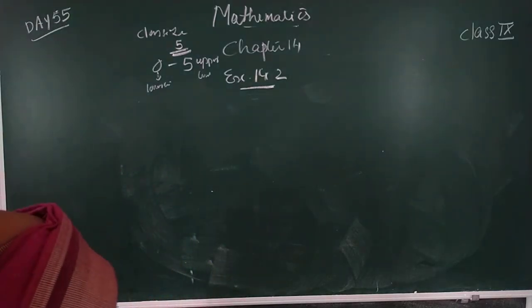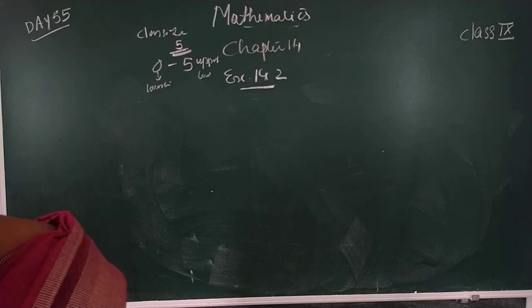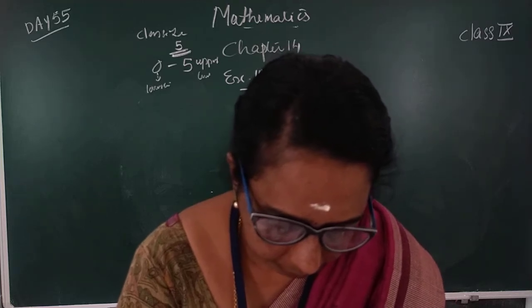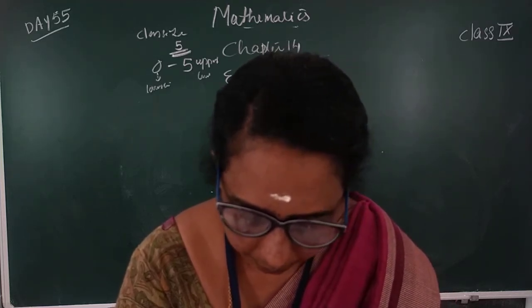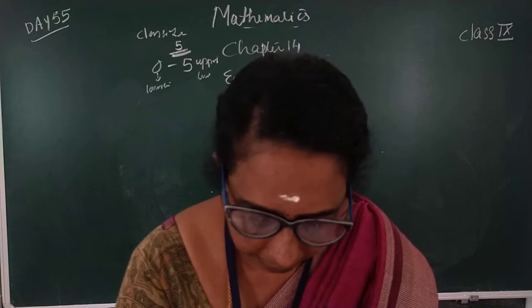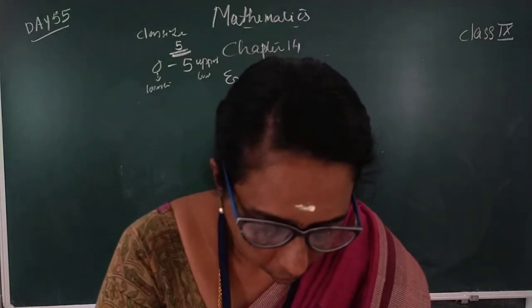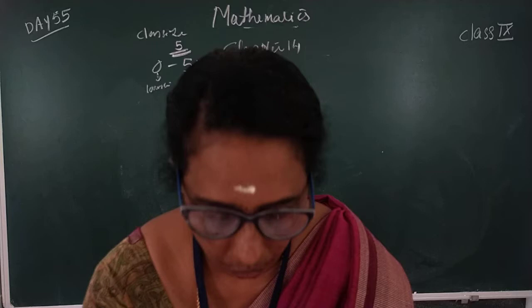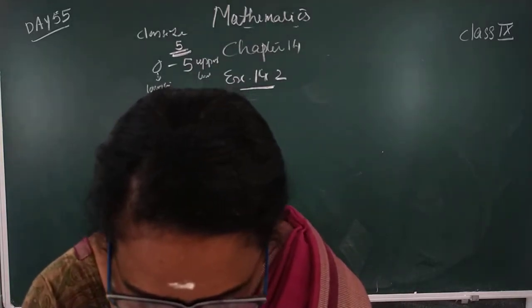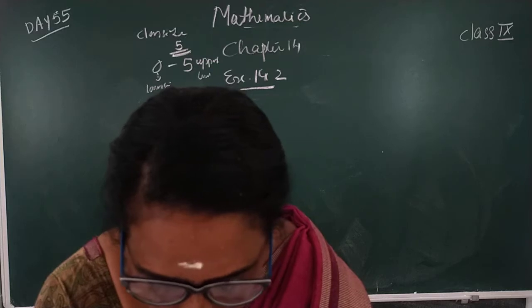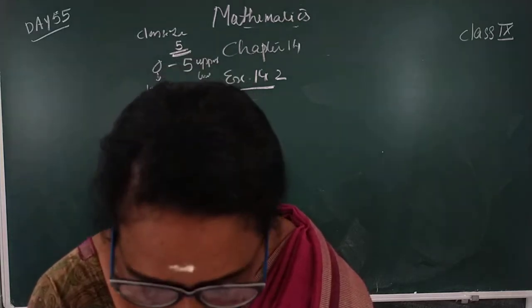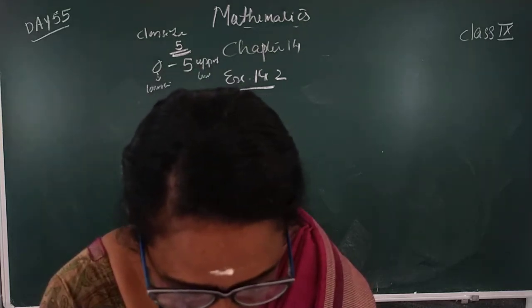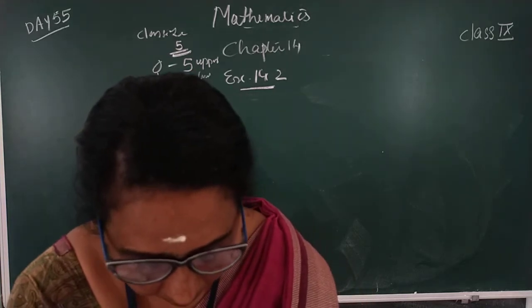A study was conducted to find out the concentration of sulfur dioxide in the air in parts per million, that is ppm, of a certain city. The data obtained for 30 days is as follows. Make a frequency distribution table with the class intervals given: 0.00 to 0.04, 0.04 to 0.08, and prepare a frequency distribution table.